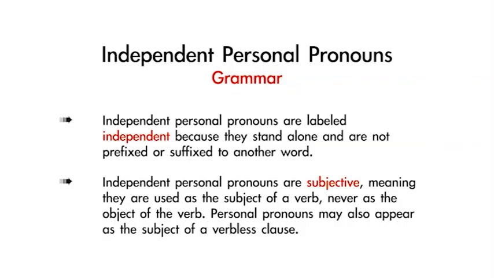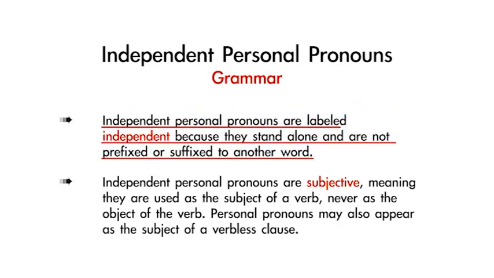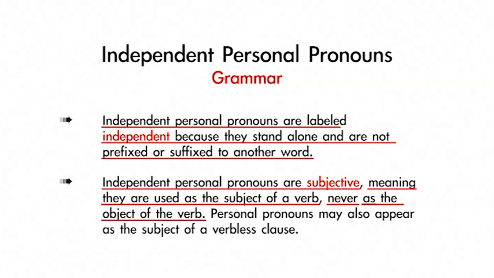Now let's consider the grammar of the independent personal pronouns. By way of review, once again, independent personal pronouns are labeled independent because they stand alone and are not prefixed to another word. Additionally, independent personal pronouns are subjective, meaning they are used as the subject of the verb, never as the object of a verb. Personal pronouns may also appear as the subject of a verbless clause. So these pronouns are subjective. They are not possessive and they are not objective. We'll learn possessive and objective pronouns in the next chapter. The independent personal pronouns are only subjective. They will occur only as the subject of a verb or as the subject of a verbless clause.